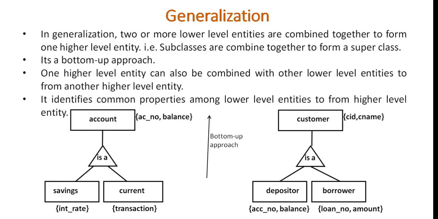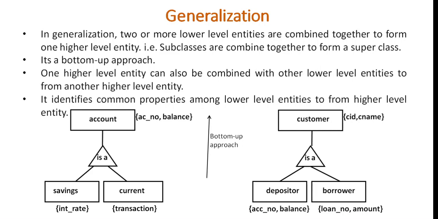Okay, but both share common attributes, that is account number and balance. So on the basis of these common attributes we can combine savings and current, these two subclasses, into one main class, that is account. Means savings and current, these two types of subclasses, can be combined together to create one parent class, the account class. So this is called generalization. We are generalizing the entities on the basis of common attributes. Okay, means we are combining lower level entities to form one higher level entity.